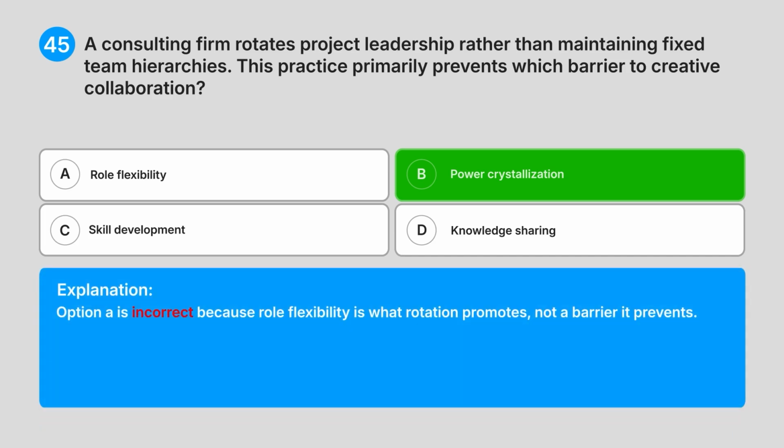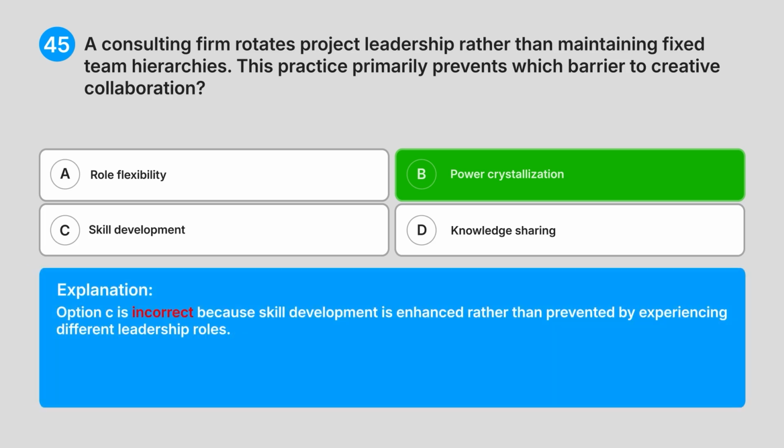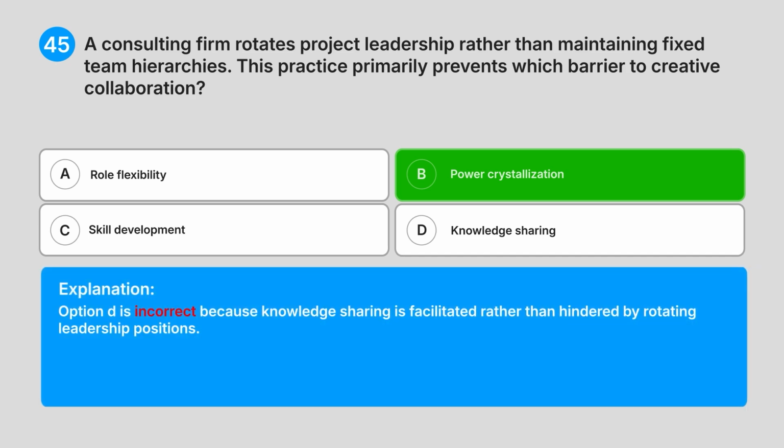Option A is incorrect because role flexibility is what rotation promotes, not a barrier it prevents. Option C is incorrect because skill development is enhanced rather than prevented by experiencing different leadership roles. Option D is incorrect because knowledge sharing is facilitated rather than hindered by rotating leadership positions.